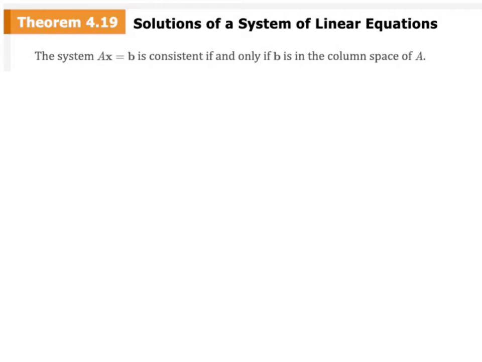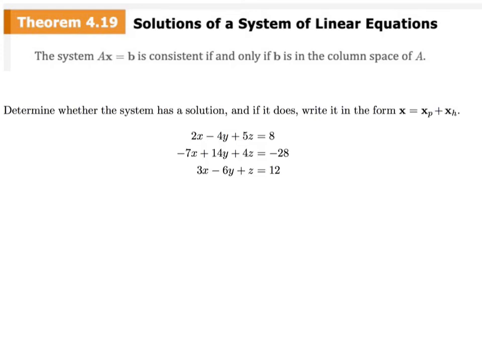All you need to do is, when you have a matrix equation like this, you write down the m by n matrix A, the n by 1 matrix X, and the m by 1 matrix B. When you do the multiplication on the left, you just get a linear combination of the columns of A, and that's equal to the vector B on the right. So that means B is in the column space of A. And we're going to look at an example.